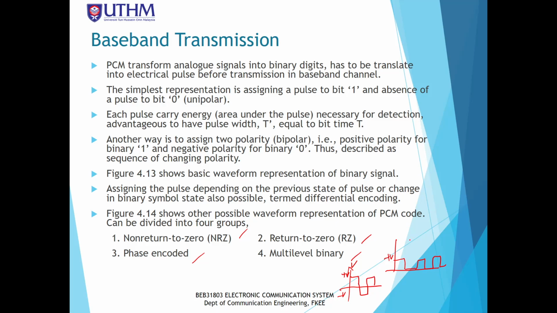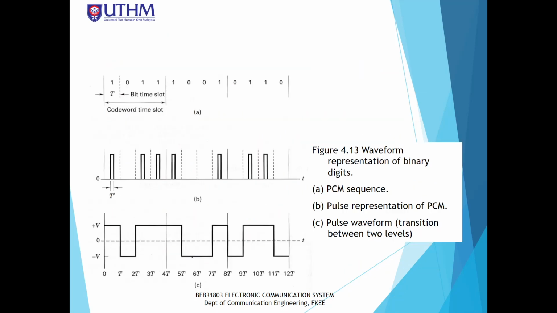So this is what we call unipolar, because we have only a single polarity, a positive voltage. Or here we have bipolar. Bipolar means we have two polarity outputs, positive and negative voltages. So this is the example. This is the first picture here. You see that the above picture A is the PCM code word, the PCM sequence that we produce after the encoding process.